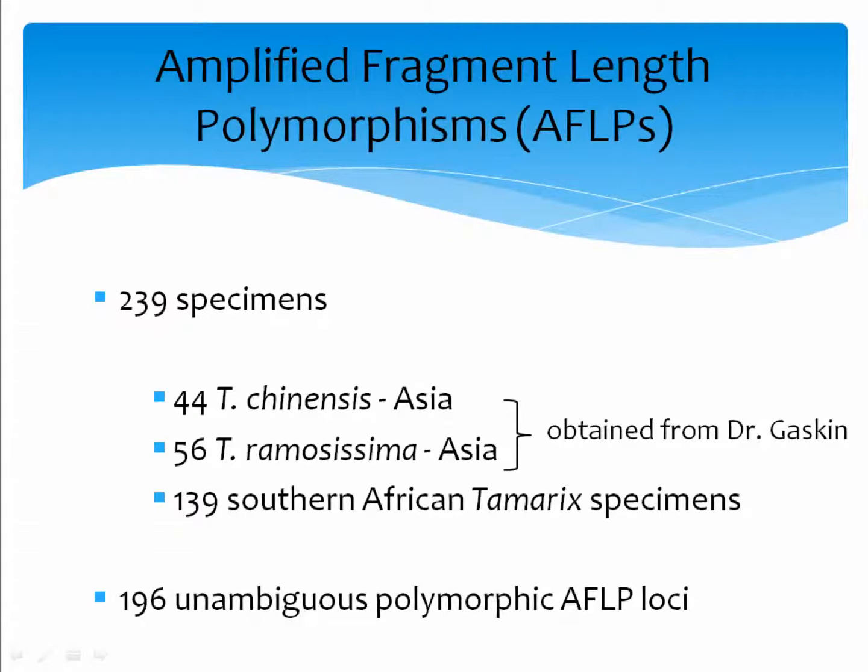The AFLP fingerprinting resulted in 196 polymorphic loci, which is quite a significant number, and we're quite happy because the more polymorphic loci that you generate, the more information you're going to get through the AFLP fingerprinting.